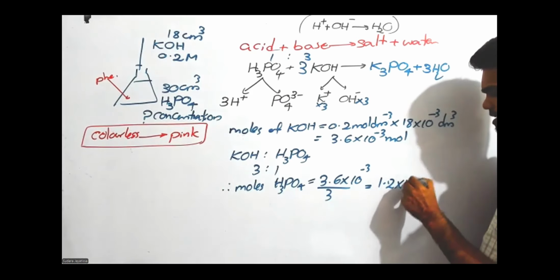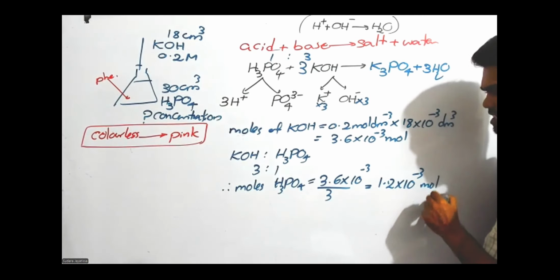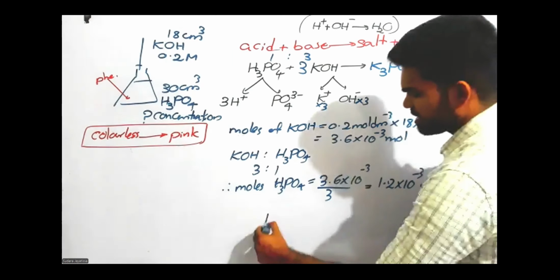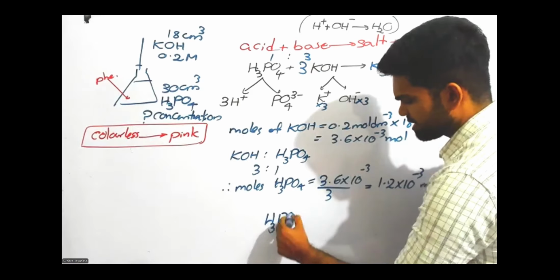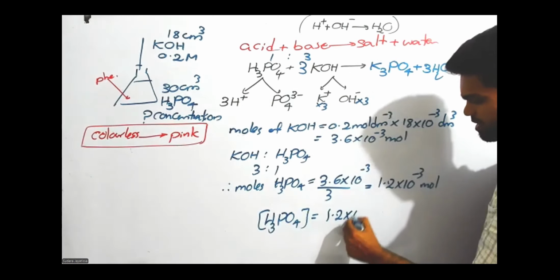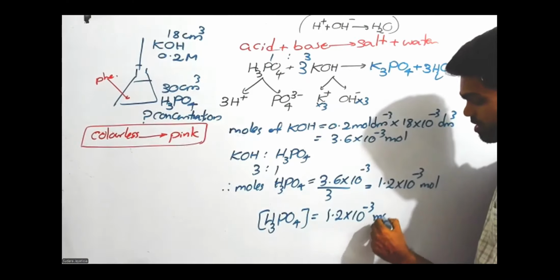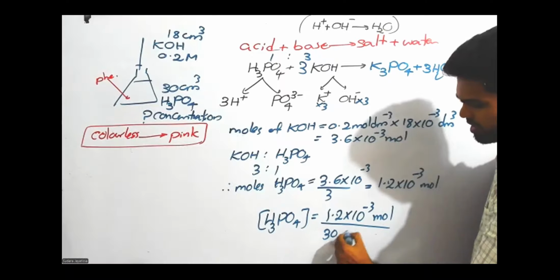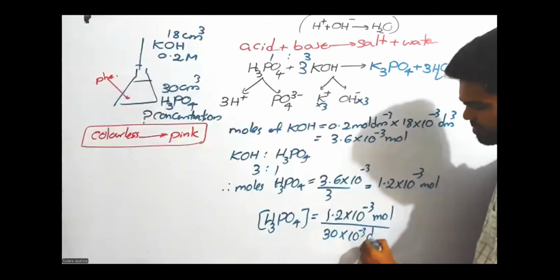1.2 into 10 to the power minus 3 moles. This is the moles of phosphoric acid. Okay, so they are asking the concentration of this acid. So let's divide this number of moles by the volume of the solution. Volume is 30 cubic centimeters, which is 30 into 10 to the power minus 3 decimeter cube.